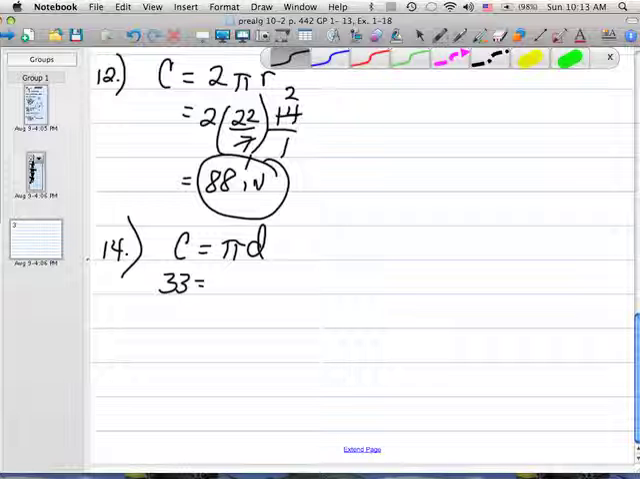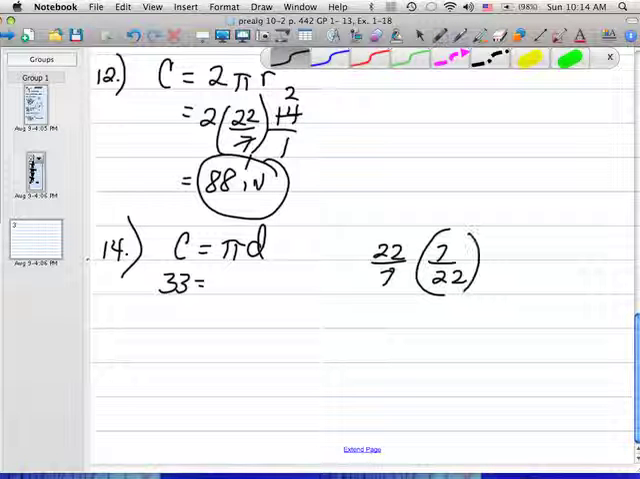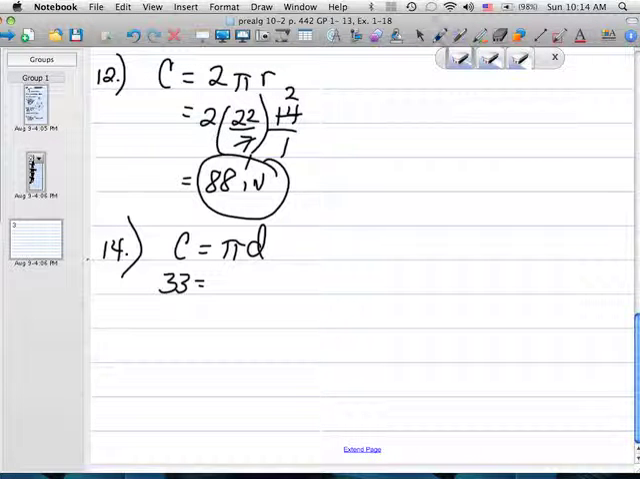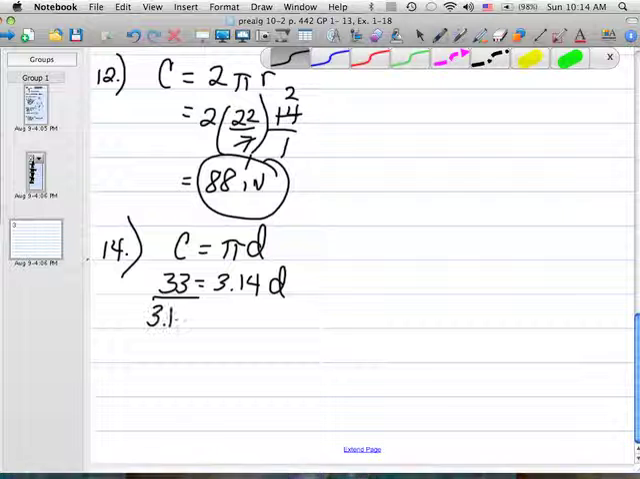And on these problems, if I use 22/7, since I'm given the circumference of all these, I'm going to have to use the inverse of this, or the reciprocal rather. It'll be 7/22 multiplying both sides by that. So I need to check to see if the circumference is divisible by 22 in these problems. And that'll tell me to use the 22/7. 33 is not divisible by 22, so I'm going to use 3.14D. Divide both sides by 3.14.